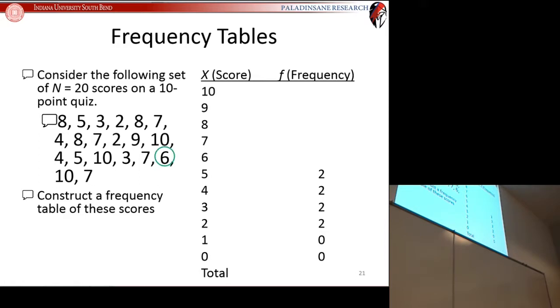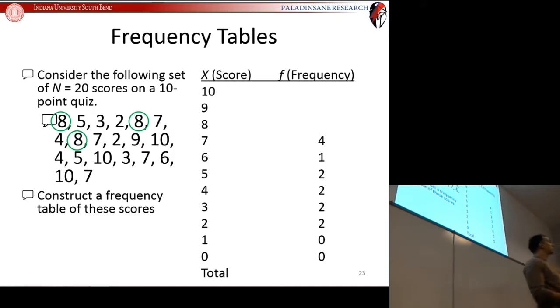For 6, we only have 1. One person got 6 out of 10, so that's a frequency of 1 right there. For 7, we have 1, 2, 3, 4 individuals achieved 7 out of 10. So the frequency in that row is 4, indicating that 4 people got 7 out of 10. For a score of 8, we have 3 individuals that achieved an 8 out of 10.